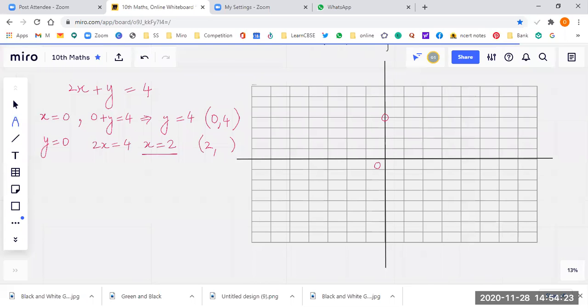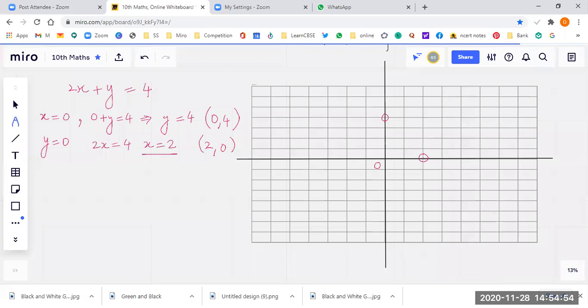2 comma 0, good. He has told x first, then he has told y. Very good. Because, students, if you take 0, 2, then the point will go somewhere else and the line drawn will be wrong. You can draw the line with these 2 points. Where is 2, 0? x is 2, so 1, 2, and 2, 0 is this point. So from here you are able to see that this will be the line.